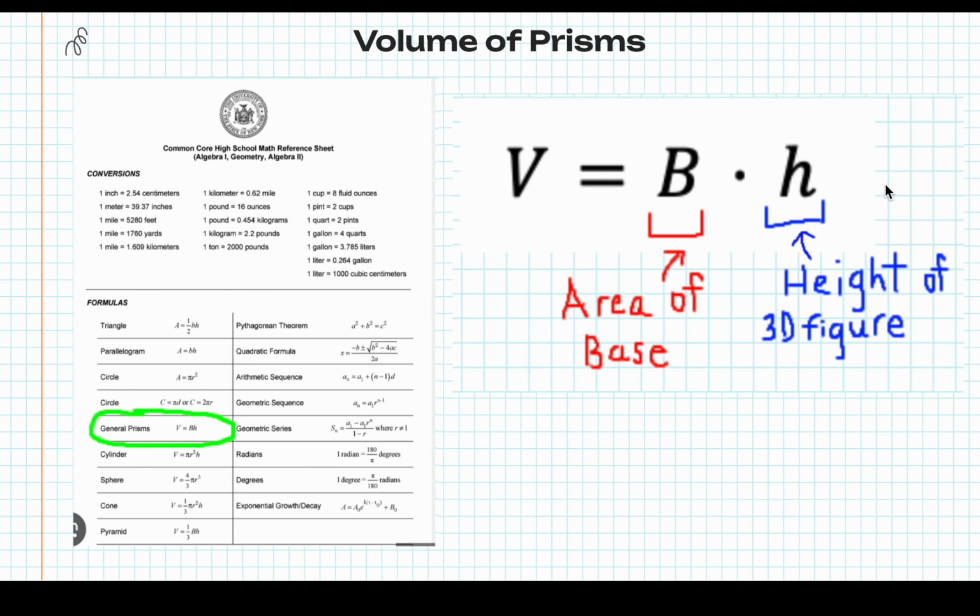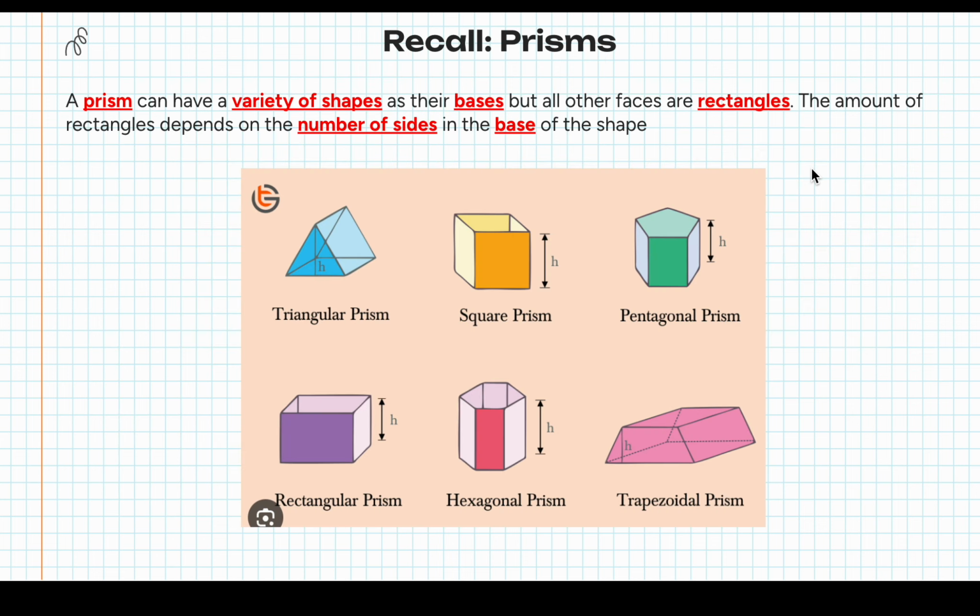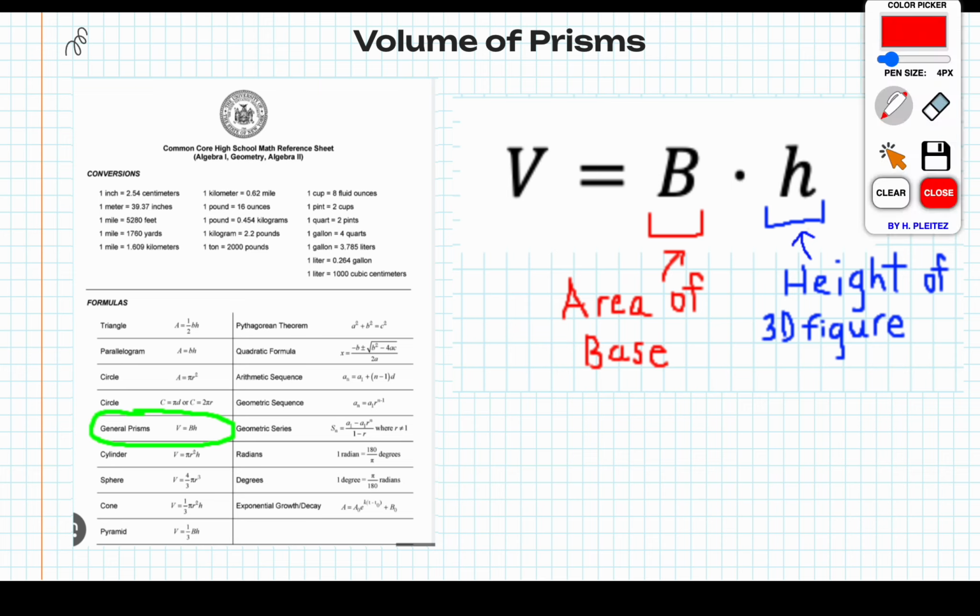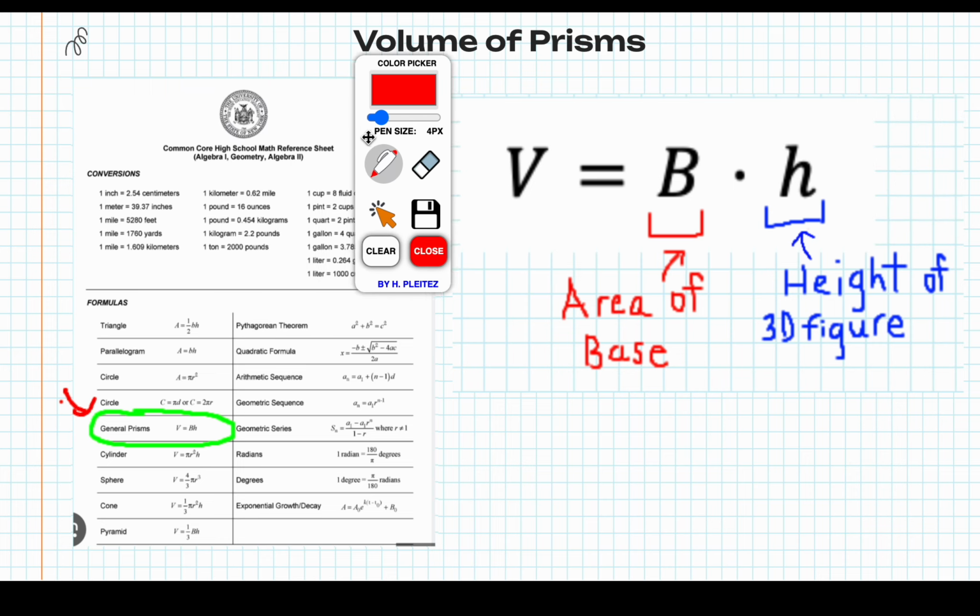Now for volume of prisms, this is for any prism. So if we go on this last slide here, we can see there are so many different types of prisms. Now this is the general formula, and you guys are also given this on your reference sheet here. You can see it says general prisms, and that formula for volume is V equals capital B, which is the area of your base, and H is the height of your 3D figure. So your base, again, can have a bunch of different shapes, like a square or a triangle or a rectangle or a hexagon or a trapezoid. So depending on what the shape of the base is, that original area formula for capital B is going to vary, but then the height of your 3D figure should remain the same.